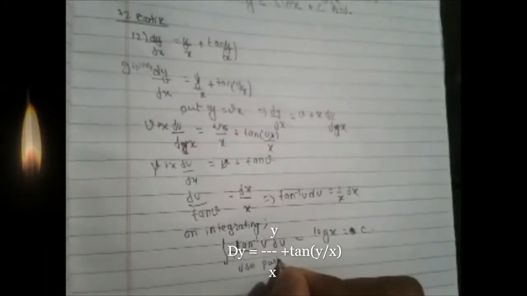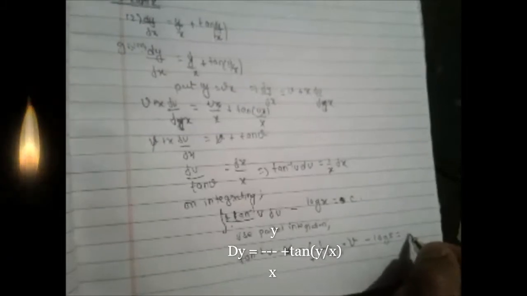For integrating this, use the partial integration technique, into 1. This derivative tan inverse v into x minus integration of du by dx. What we have taken u is 1 upon 1 plus v square and 1 with respect to v. So here it becomes v. So integration of 1 with respect to v becomes v, and minus log x is equal to c is there.